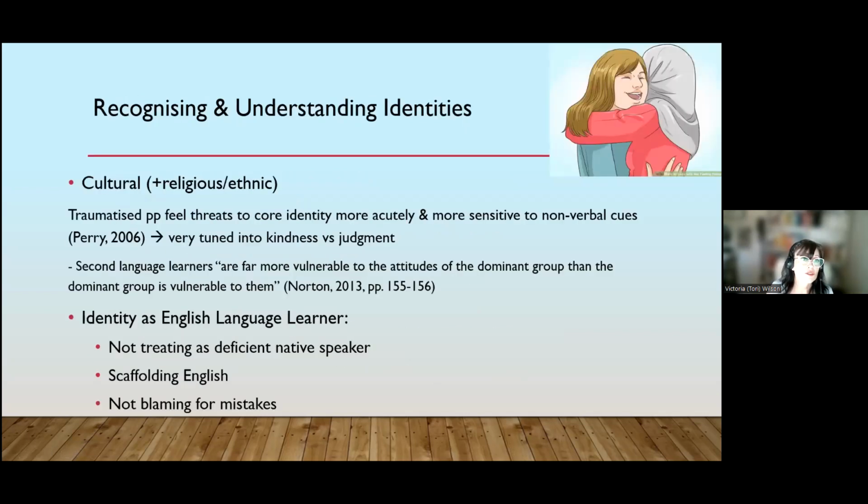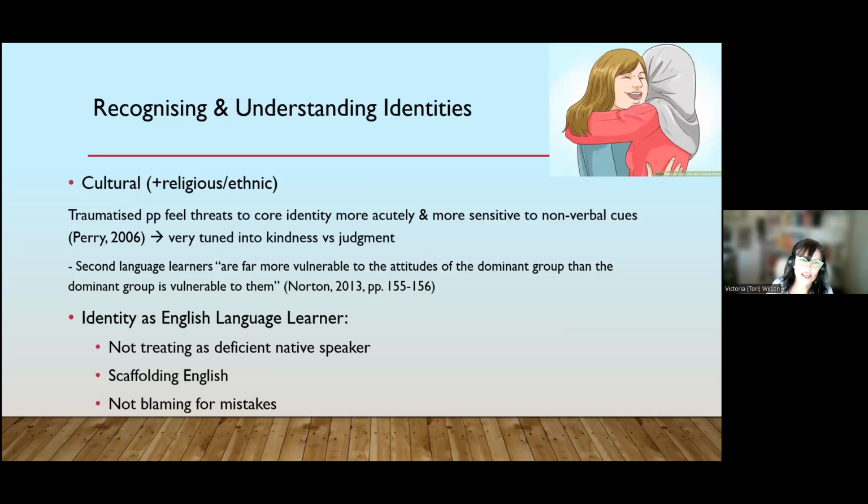Another finding was around recognizing and understanding the identities of students, and they talked about two major identities. The first one was cultural, and you can include religious and ethnic in that. This is really important for a couple of reasons. Traumatized people feel threats to their core identity more acutely and are very sensitive to non-verbal cues. You probably noticed that your own students are very tuned in to kindness versus judgment.